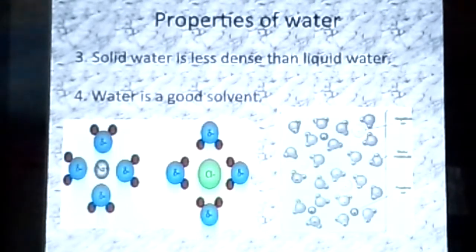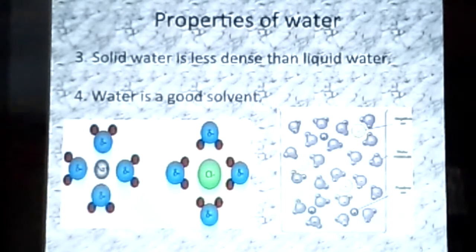Another property of water that is very important is that when it solidifies, it is actually less dense than when it was a liquid. Which means that when you get solid water, it expands rather than contracts. Everything else on the planet contracts when it gets cold. What happens is as water cools, the molecules move slower and they move closer together.